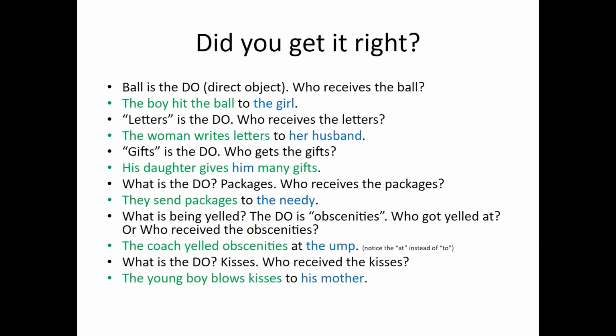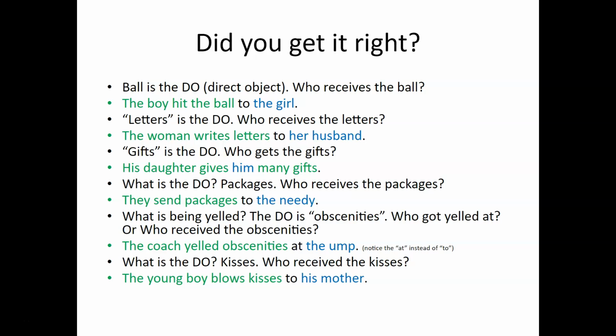Okay, so let's see if you got it right. Ball is the direct object. It's what is being hit. And who receives the ball? The girl. Letters is the direct object in the next one. What does she write? She writes letters. Who receives them? To whom? Her husband. Gifts is the direct object in the next one. His daughter gives gifts. Who gets the gifts? Him.